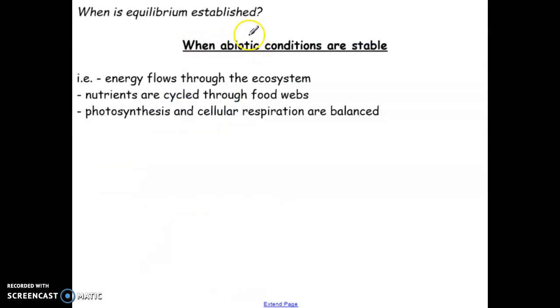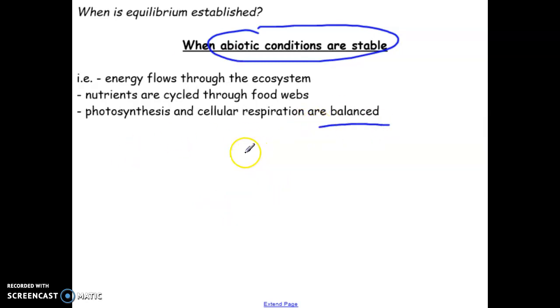This is where you have your abiotic conditions remaining relatively stable, meaning there are enough nutrients in the soil, enough water, enough shelter, enough sunlight for the producers. Everything is in balance. So what ends up happening is all of the living things get the required energy that they need. Nutrients are cycled properly through the food webs, and of course there is a balance between photosynthesis and cellular respiration.